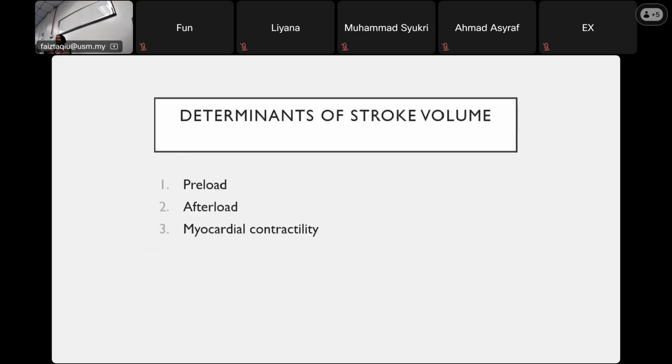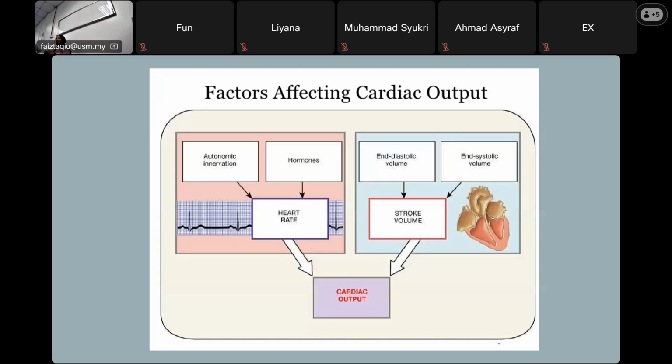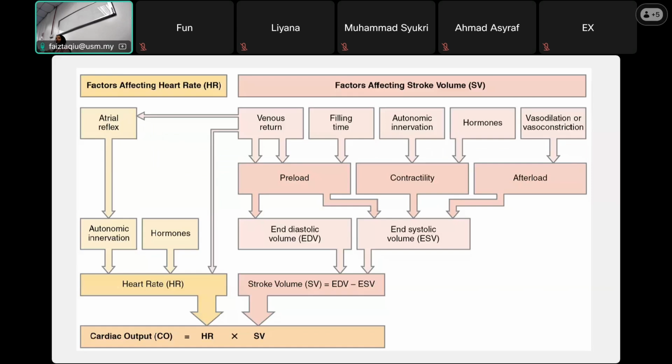So the determinants of the stroke volume consist of the preload, the afterload, and also the myocardial contractility. So this is a diagram that simplifies the cardiac output as comprised of the heart rate and the stroke volume. So the stroke volume is the end diastolic volume minus the end systolic volume, while the heart rate is affected by autonomic innervation and also hormones. Another diagram simplifies the cardiac output equation, with factors affecting the heart rate and also factors affecting the stroke volume. We have the preload, contractility, and the afterload. These are the three main determinants that will be discussed later.